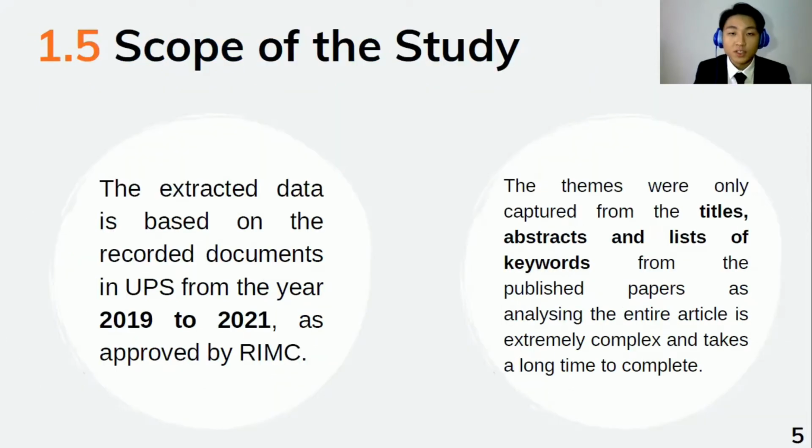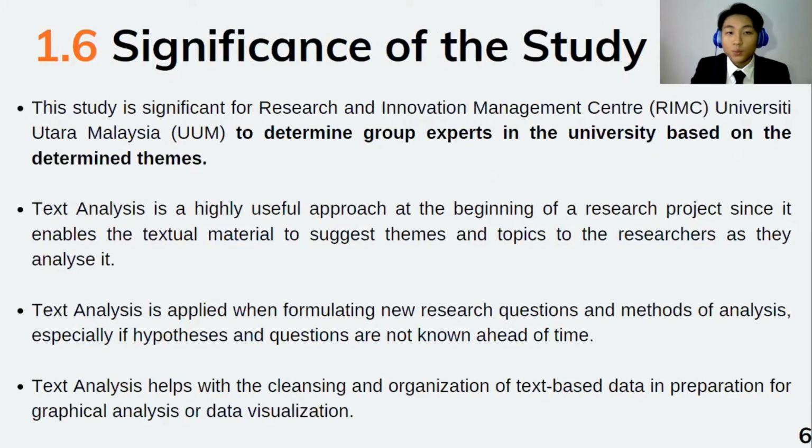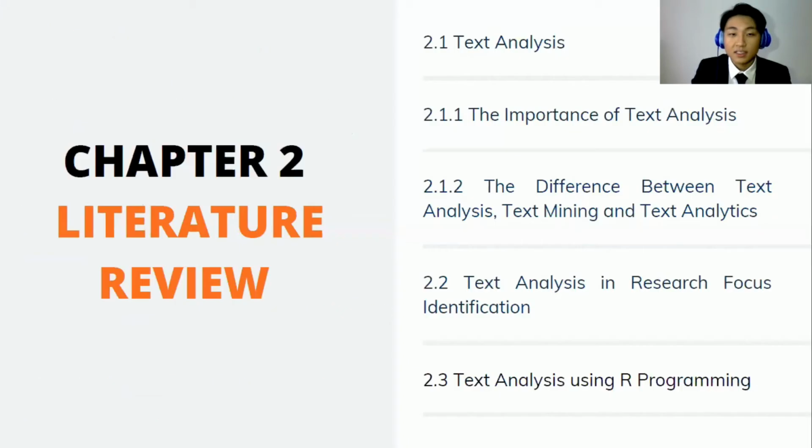Okay, moving on to the scope of the study. The data is based on the recorded documents in UPS from 2019 to 2021. The themes will only be captured from the titles, abstracts, and list of keywords. So this study is significant for IMC to determine a group of experts in the university based on the determined themes. And text analysis can help with the cleansing and organization of the text-based data in preparation for graphical analysis.